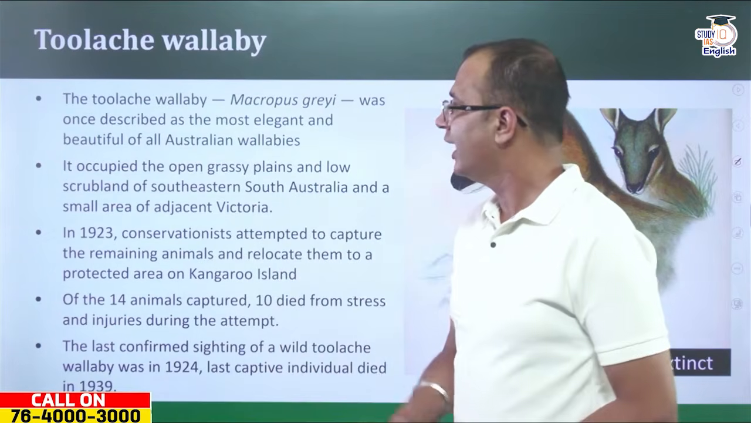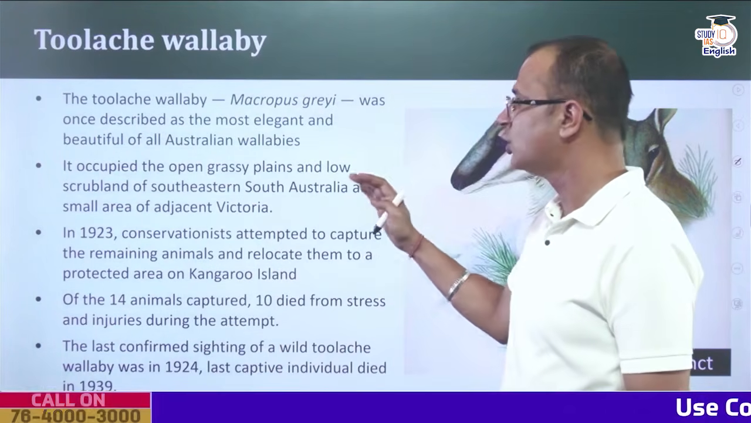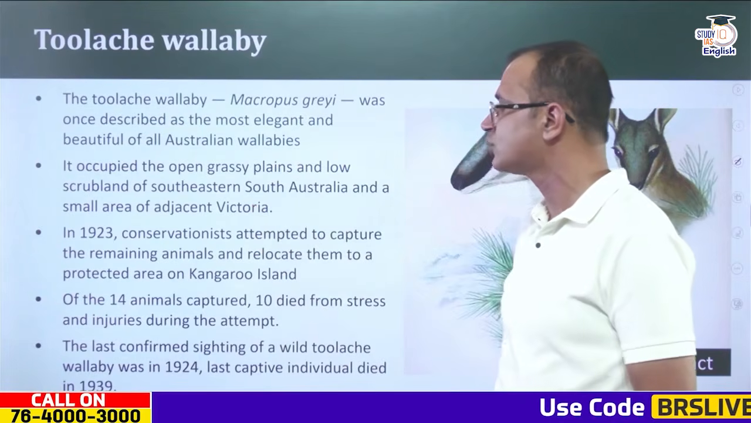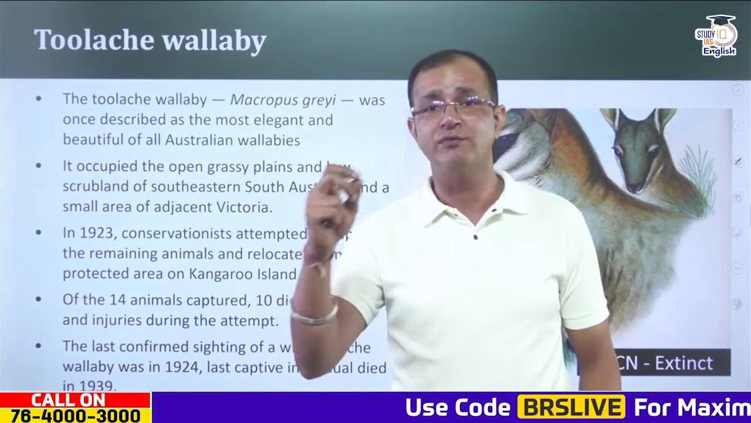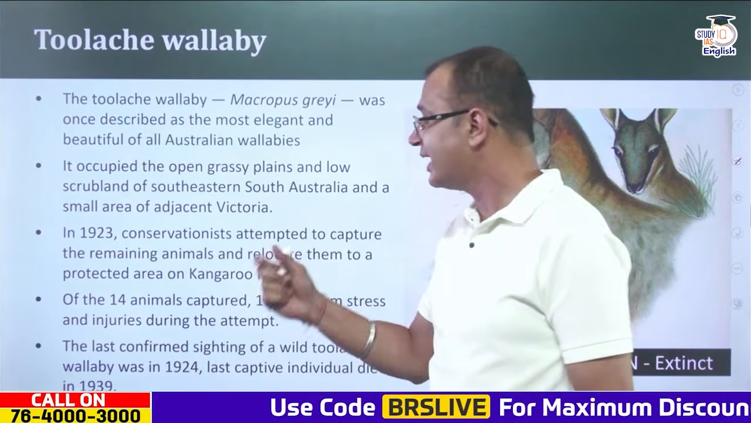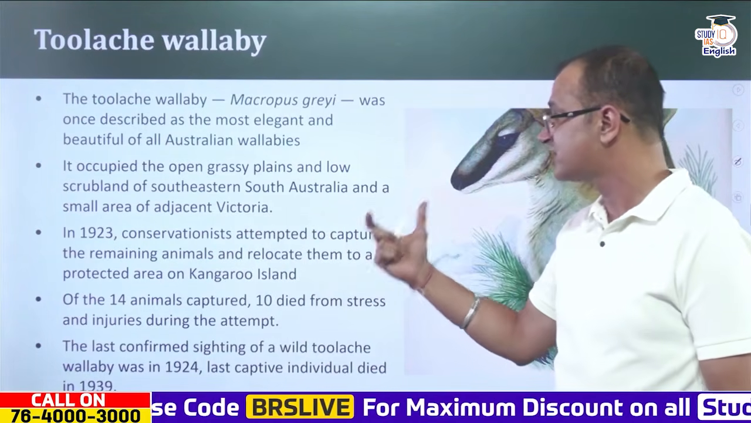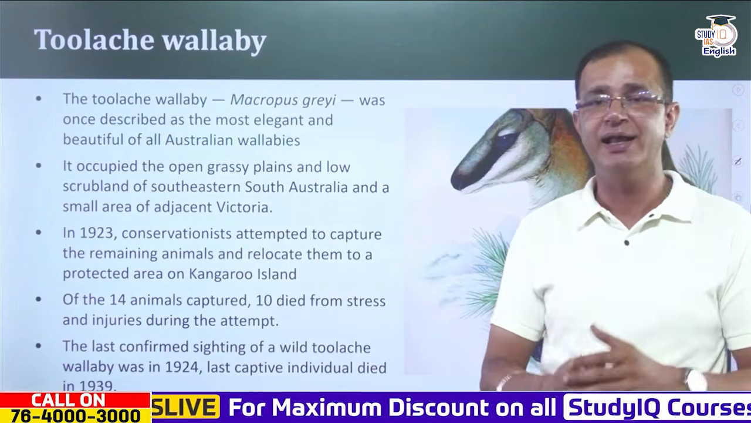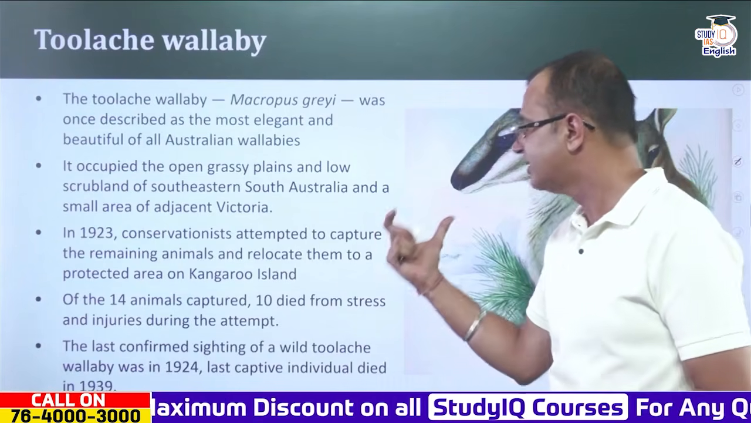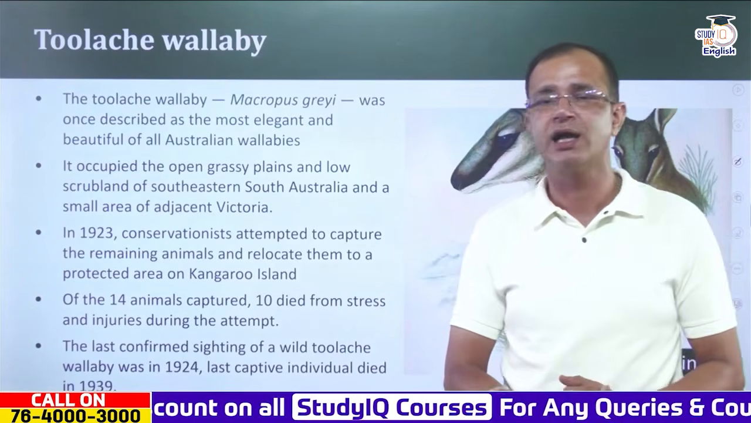Now, it occupied the open grassy plains and the low scrubland of southeastern South Australia and also a small area of the adjacent Victoria. In 1923, the conservationists attempted to capture the remaining animals which were there and relocate them to a protected area on Kangaroo Island.